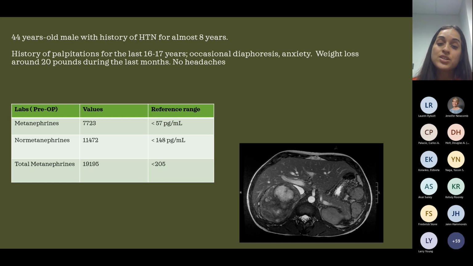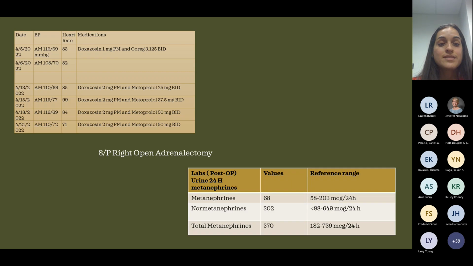And you can see the image. We have a 10.6 centimeter right adrenal mass that also has cystic changes and calcifications, a very large adrenal mass in the right adrenal gland. We started the patient on medical therapy to prepare him for surgery, first with alpha beta blockers, followed by beta blockers. And when the patient was prepared for surgery, he had a right open adrenalectomy because we were talking about a very large mass.